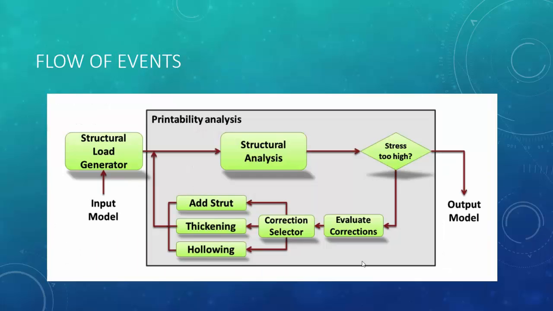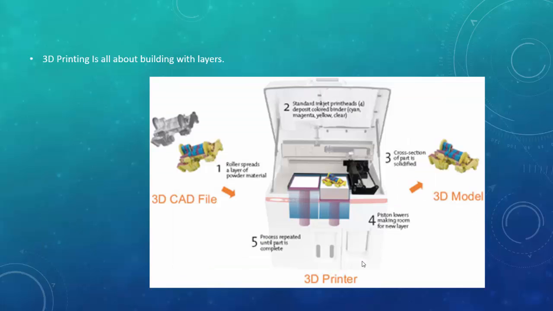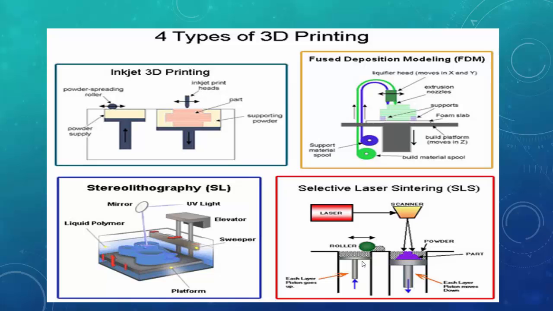The flow of events can be seen as the input model is given to the structural load generator, which in turn gives it to the structural analysis, where all the analysis takes place, all about hollowing, thickening, correction, evaluation, etc. And finally, the output is produced. 3D printing is basically all about building up the layers. Four types of 3D printing are inkjet 3D printing, fused deposition modeling, stereolithography, and selective laser sintering.